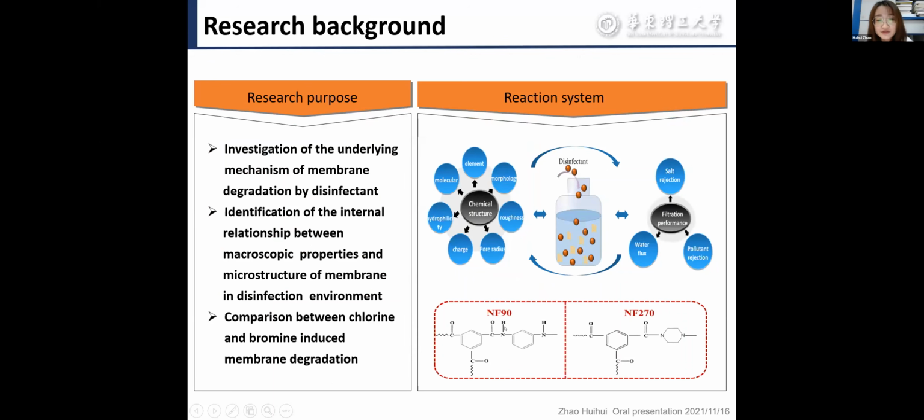So in this study, we used 2 commercial PA membranes, NF90, a fully aromatic polyamide membrane, and NF270, a semi-aromatic polyamide membrane, to investigate the underlying mechanism of membrane degradation by disinfectant. Also, we want to identify the internal relationship between macroscopic properties and the microstructure of the membrane in a disinfection environment. And finally, we compare the induced membrane degradation effect between chlorine and bromine.